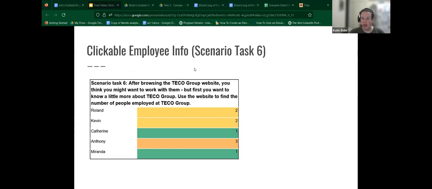The last recommendation we have is for links to employee information or clickable employee information. This is linked to scenario 6, where we asked testers to find out how many employees were listed on the TECO website. You can see here that our testers split this task between easy and medium difficulty.